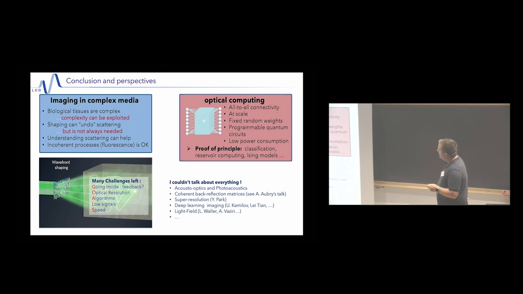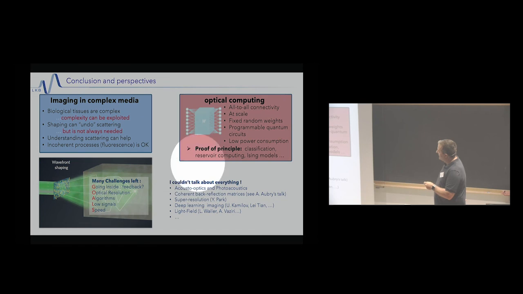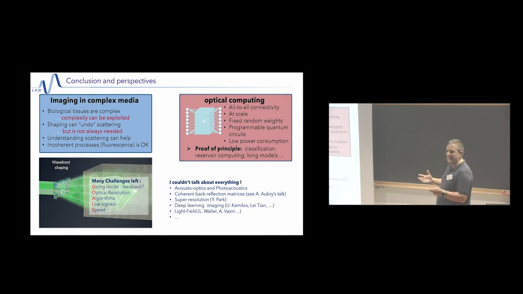In optical computing, I tried to convince you that there is some interest in having this all-to-all large-scale random matrices for computing, even though they have fixed weights, so you cannot really train them, but you can still exploit them for some computing approaches. And I showed you two examples with reservoir computing and the Ising simulator.